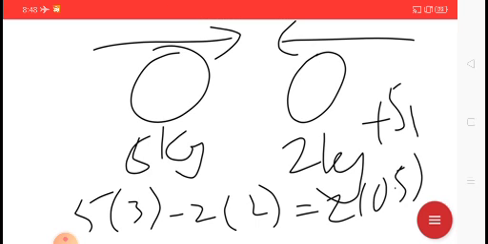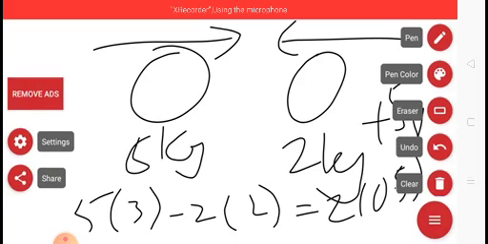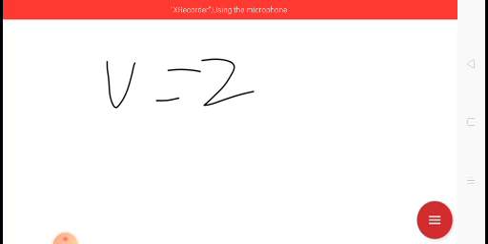Plus 5v. Okay. So by solving this, you should be able to get the answer. So the answer is v equal to 2. And part 2, after collision, will the ball of mass 2 kg move to the right hand side or left hand side? Actually, this one you can read from part 1. Move away. Move away means to the right hand side.